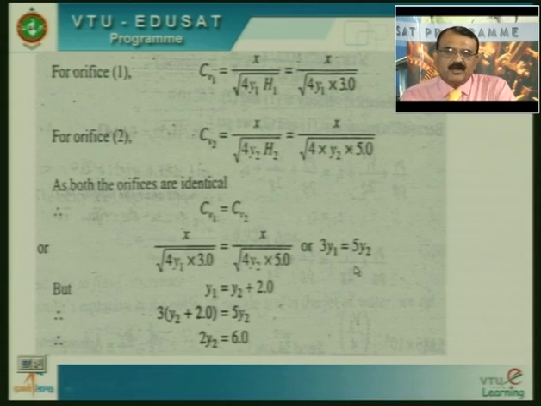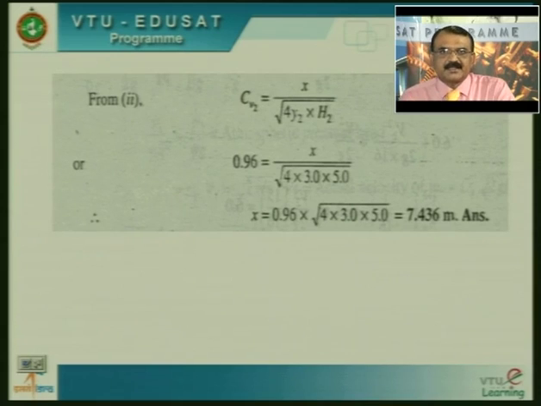Now knowing the value of y1 or y2 and given the value of CV1, the value of x can be easily determined. That is what I did in the next step. Now CV2 is equal to x square divided by 4yh. Therefore substitute the values. This is given in the problem as 0.96. You find the value of x is equal to 7.436 meter. Since x square is missing, I think probably there is some change as far as this answer is concerned.